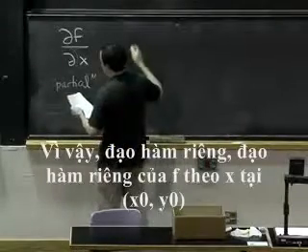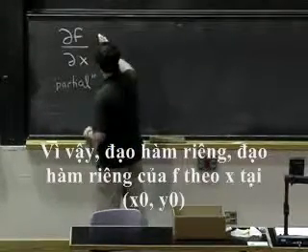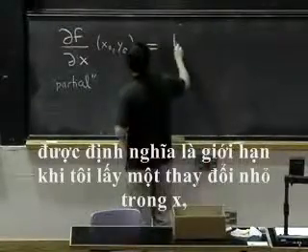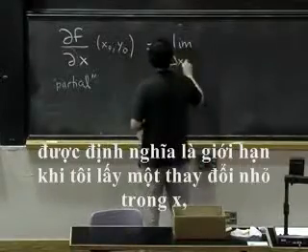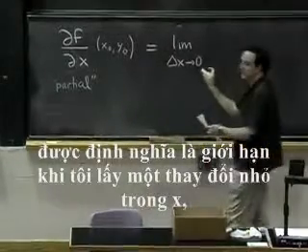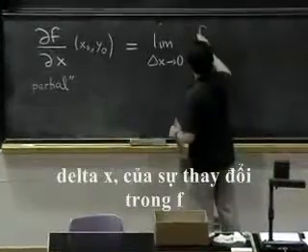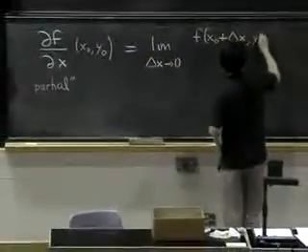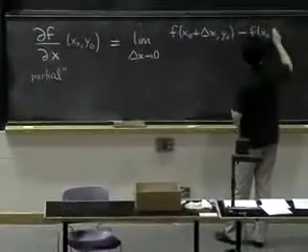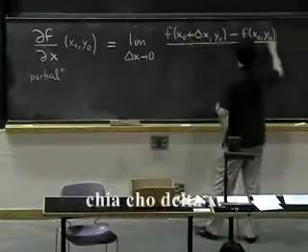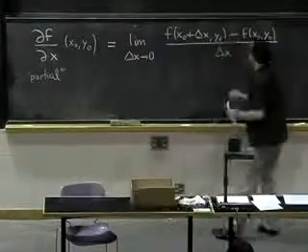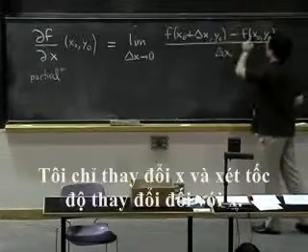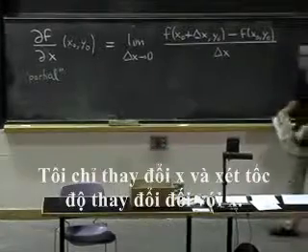So the partial derivative, partial f partial x at x0, y0, is defined to be the limit, when I take a small change in x, delta x, of the change in f divided by delta x. So here I'm actually not changing y at all. I'm just changing x and looking at the rate of change with respect to x.